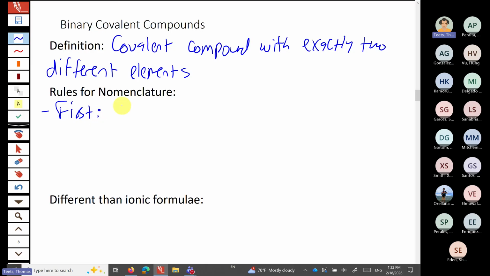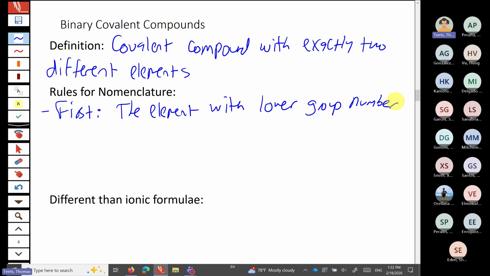But the first element in the name or the formula is going to be the one with the lower group number. So these are used for, again, the P block elements, groups, I guess, 3 through 8 over on the right side of the periodic table. And the one with the lower group number comes first in both the formula and the name. So again, the classic carbon monoxide, carbon dioxide example. Carbon is group 4, oxygen is group 6, so carbon comes first in both the name and the formula.